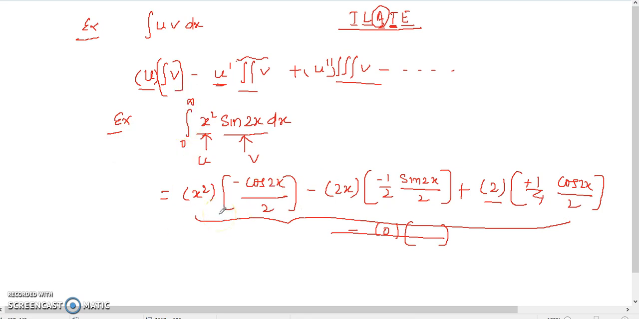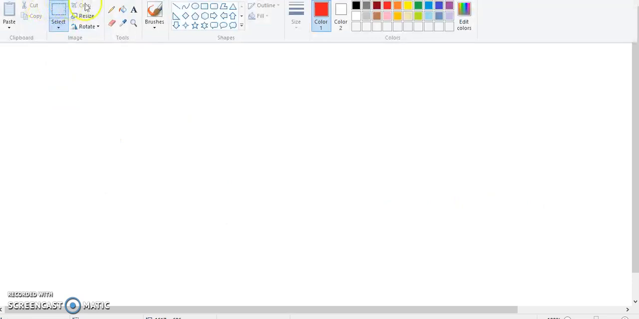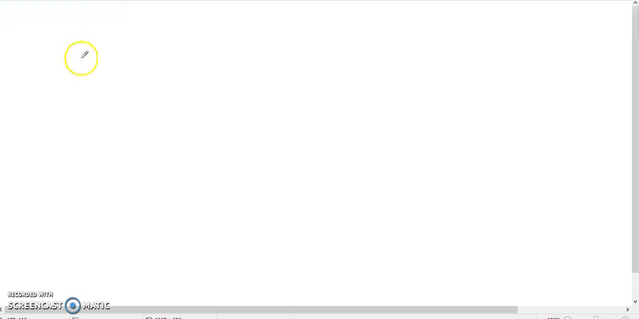Likewise, we'll see another example here. If you are given e to the power of 3x into sine of bx dx, here sine of 2x is there, sine of 2x.